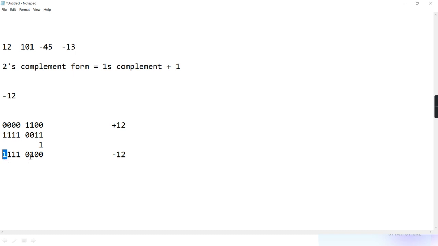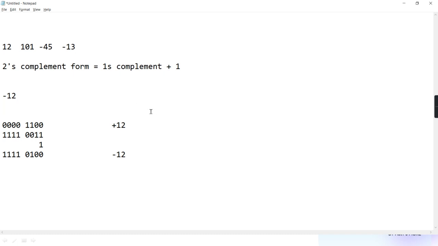According to the computer's internal representation, if the sign bit is 1, it is a negative number. If the sign bit is 0, it is a positive number. Now I wanted to represent minus 12. I wanted to store minus 12 in the computer's memory. So what I did, I took plus 12, its one's complement, added 1, and what I get is minus 12. You can do it directly also.